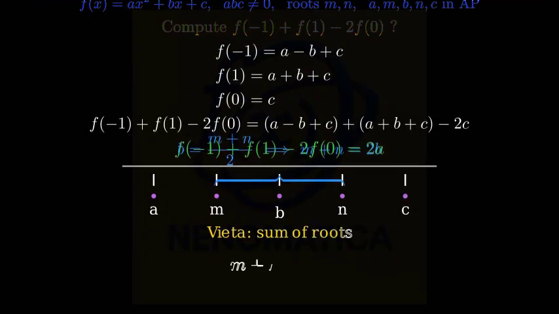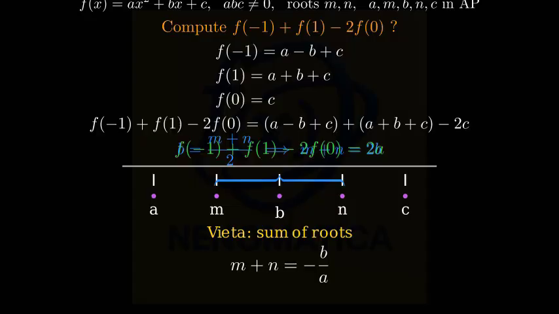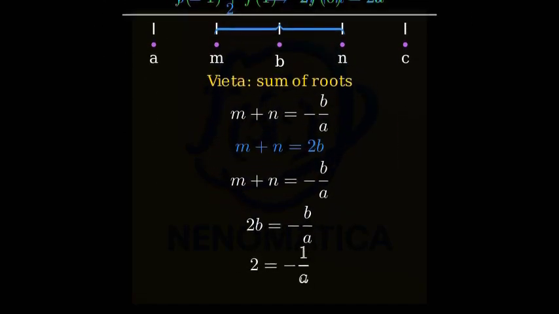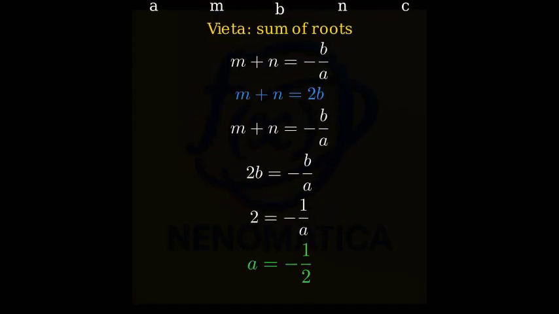Step 3. Apply Vieta's formula for a quadratic with roots m and n. The sum of the roots equals negative b over a. Step 4. Combine the two facts about the sum. Set 2b equal to negative b over a and solve for a. Since b is non-zero, divide both sides by b to get 2 equals negative 1 over a. Therefore, a equals negative 1/2.